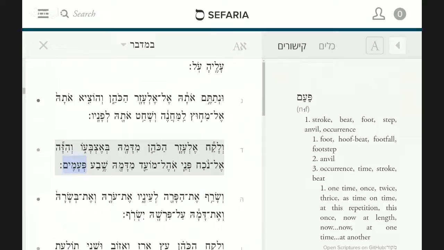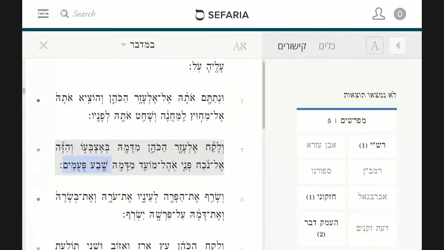So it's feminine, as you can see, even though it doesn't have a really feminine form, and the plural looks like a masculine, but it's a feminine word, which is why it's sheva pe'amim and not shiv'at pe'amim. So pa'am is feminine, pe'amim, 7 times, sheva pe'amim.